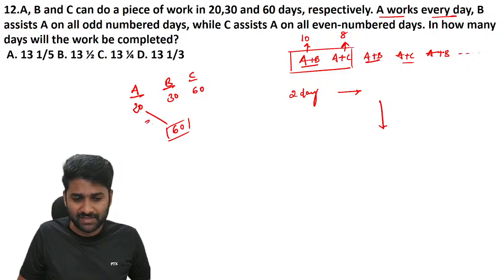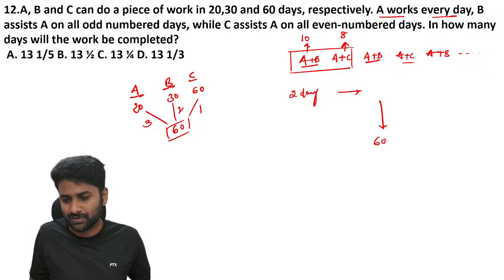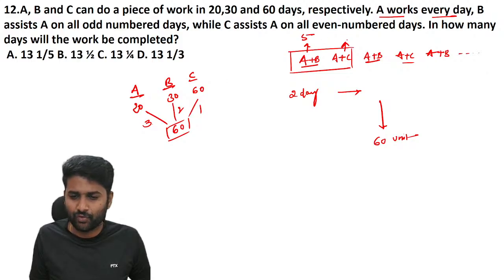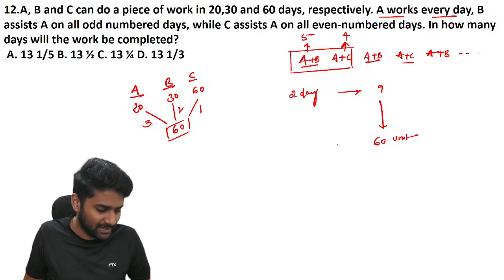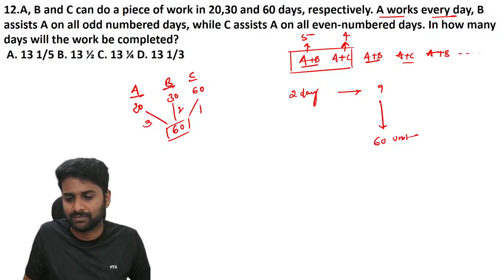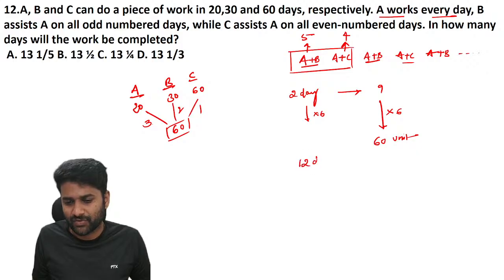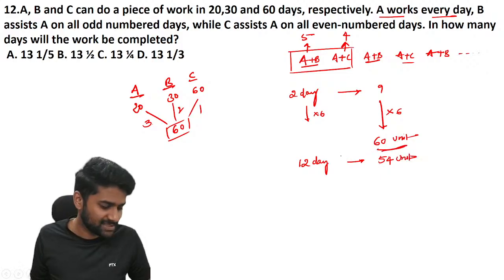A's efficiency is 3 units, B's efficiency is 2 units, C's efficiency is 1 unit. Total work is 60 units. Now here A and B together is 5. A and C is 4. So in 2 days they will complete 9 units. You never get exactly 60 as a multiple of 9. Check the nearest multiple: 9 into 6. 2 into 6 means in 12 days they will complete 54 units. But the task we have to finish is 60.